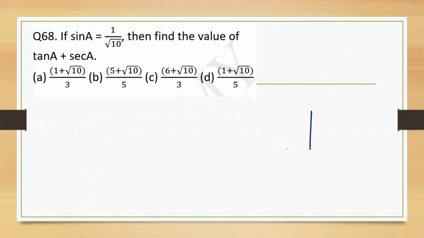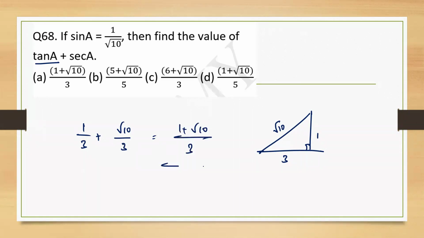Sin A is 1 by root 10. Sin means opposite by hypotenuse. So 1 by root 10 means the adjacent side is 3, because 1 square plus 3 square is root 10 squared. Now you can say tan A is 1 by 3. Secant A is root 10 by 3. You add both of them. It's going to be 1 plus root 10 by 3.